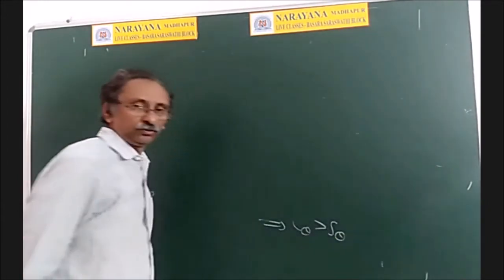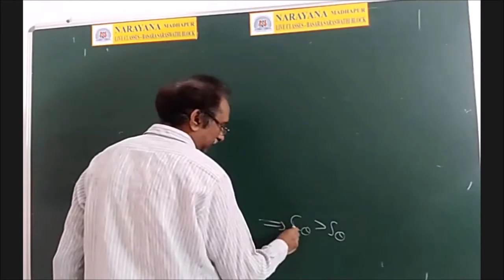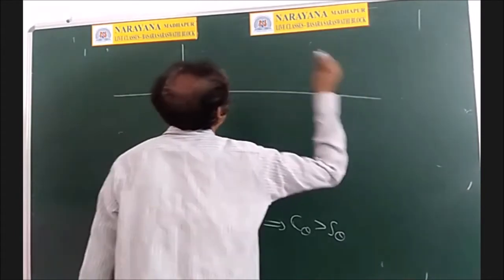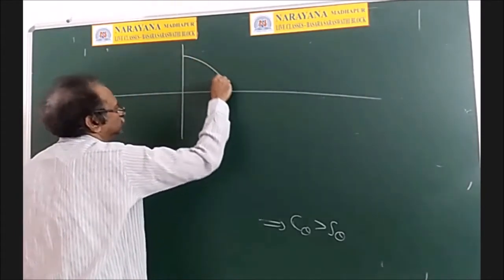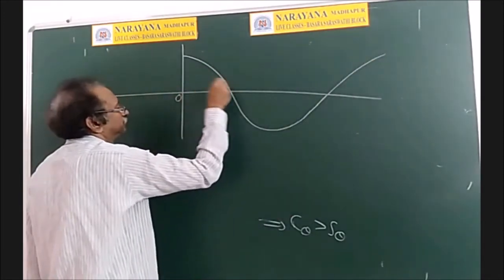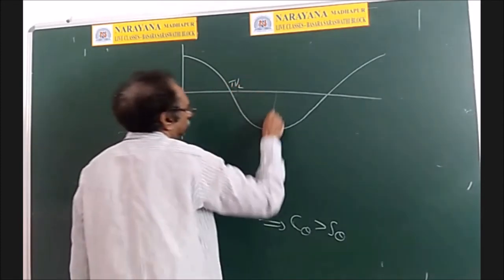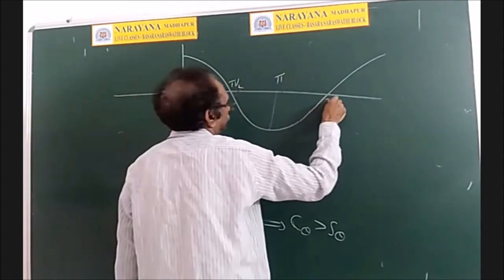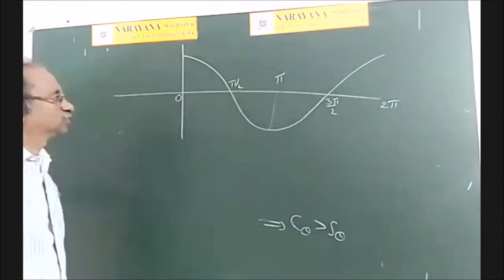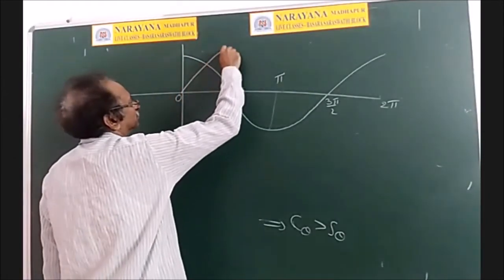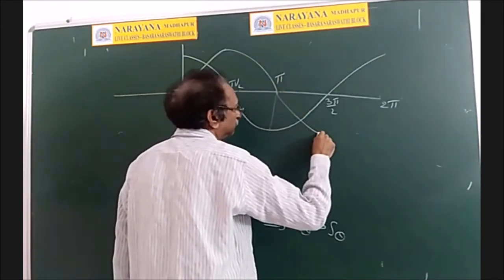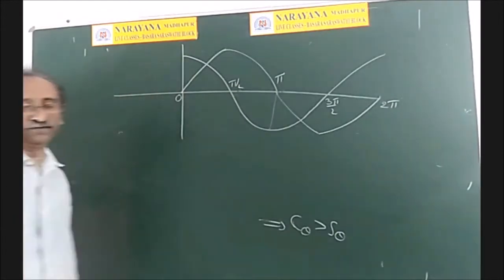And now we have to see where cos theta is greater than sin theta. So we have to draw the graphs of cos theta and sin theta. So cos theta graph is this one. So this is 0, this is pi by 2, this is pi, this is 3 pi by 2, and this is 2 pi. Now sin x graph: at pi, 0; at 3 pi by 2, minus 1; and at 2 pi, 0. So this is the graph of sin x.